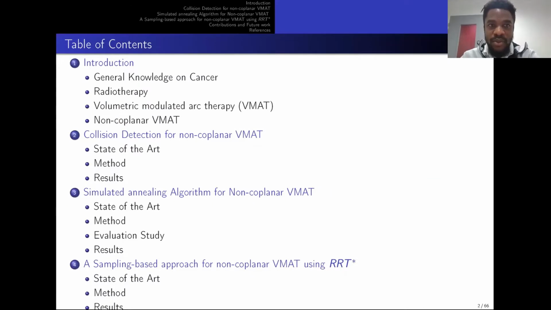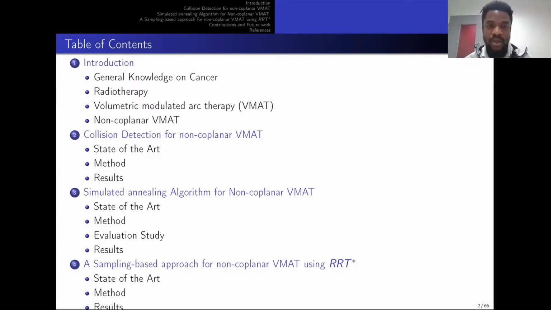I'll make an introduction so we can have some general knowledge about cancer. Then I will talk a bit about radiotherapy, and then I will talk about VMAT and what it means and how we move from VMAT to non-coplanar VMAT. And then I'll also present the three main studies that were done during this PhD thesis.